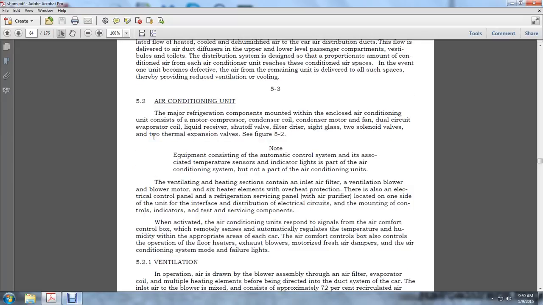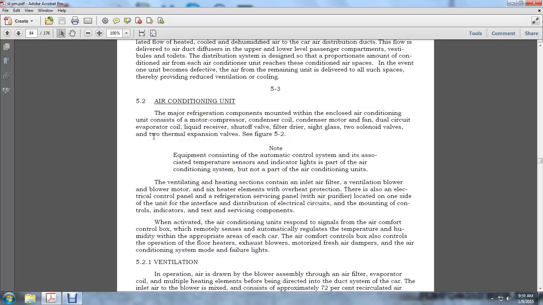The ventilation pipe heating section contains the inlet air, the ventilating blower, the blower motor, and the 6 heater elements with overheating protection. There is also an electrical control panel and a refrigeration service panel, with an air purifier located on one side of the unit, interfacing with distribution electrical circuits. The mounting and the controls, indicators, test and servicing components.